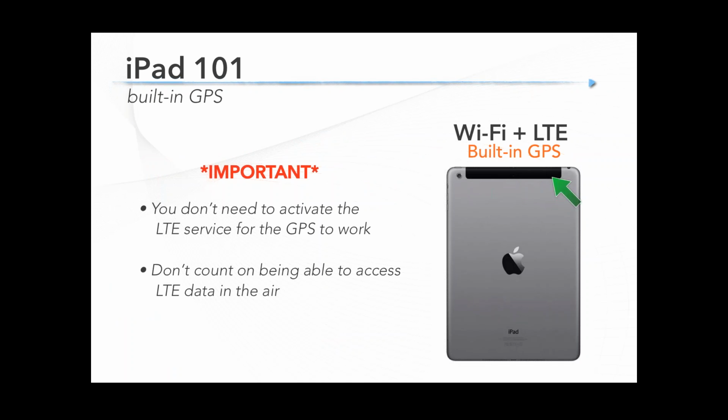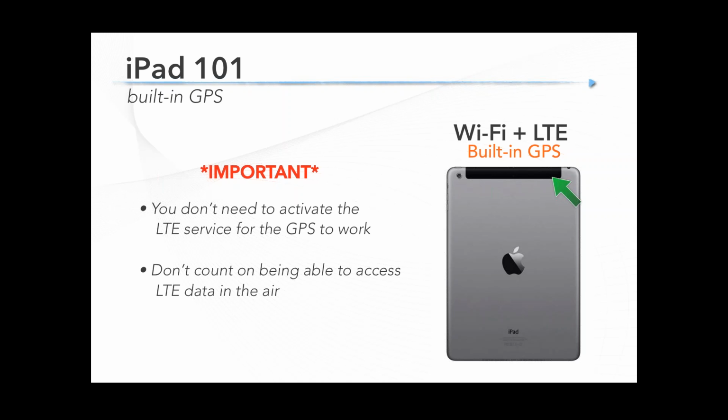The big takeaway I want to point out is that if you do go with the Wi-Fi with LTE and the GPS, you don't need to activate that AT&T or Verizon service for the GPS to work. It's a built-in chip, completely separate from that cellular data service, but it does provide you the benefit of having position data.